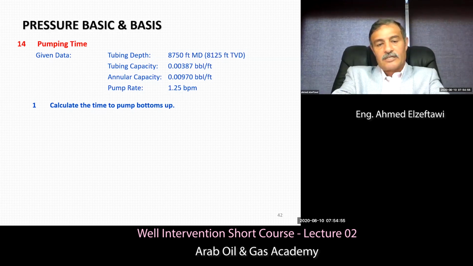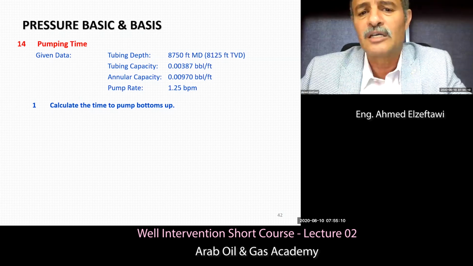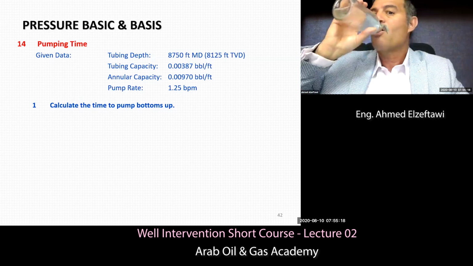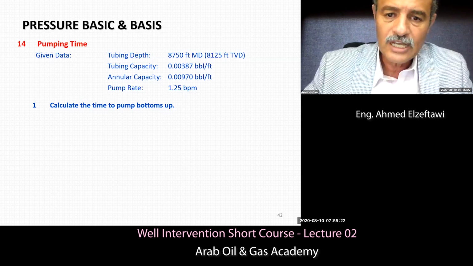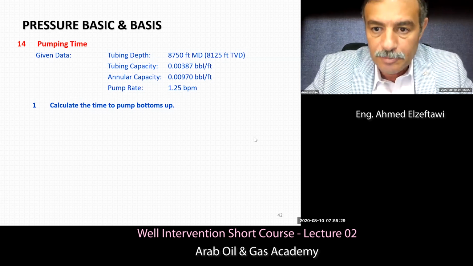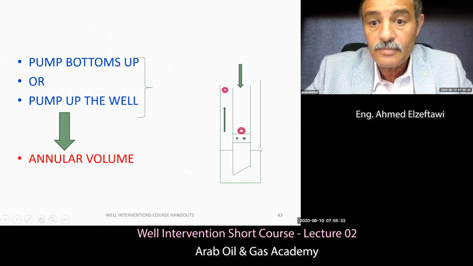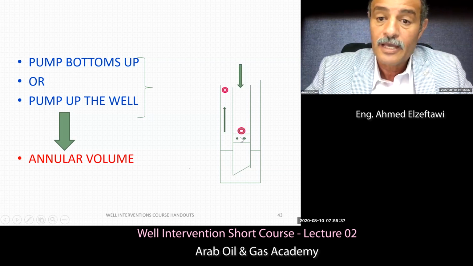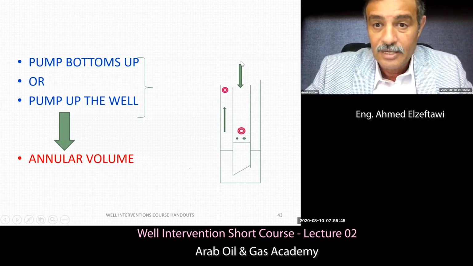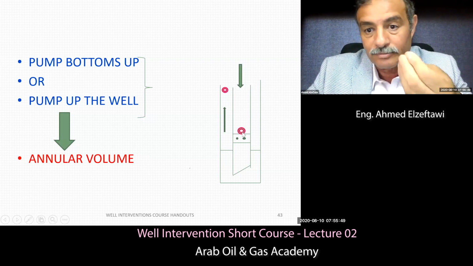The first requirement is related to pumping the bottoms up. What does this mean? If we don't understand the question, we'll never be able to answer it. What do you mean by pump the bottoms up? Let's have this little drawing here. This is the casing, and this is the production tubing. And here we have the packer. We have here the SSD, sliding side door. And let's assume that both annulus and tubing are filled. And let's have this red ball at the bottom, at the SSD.